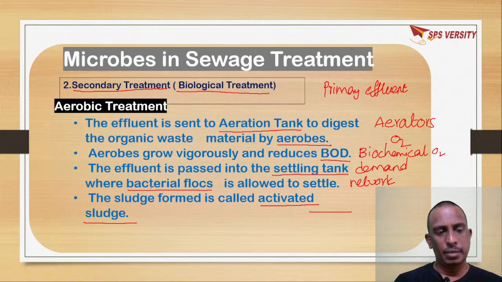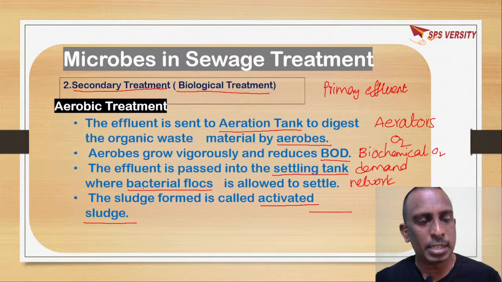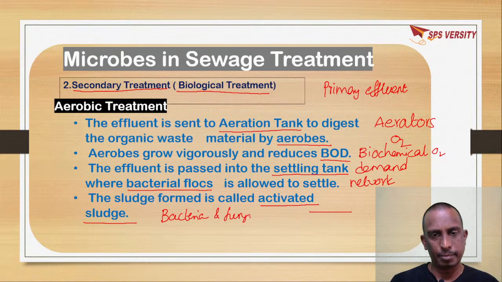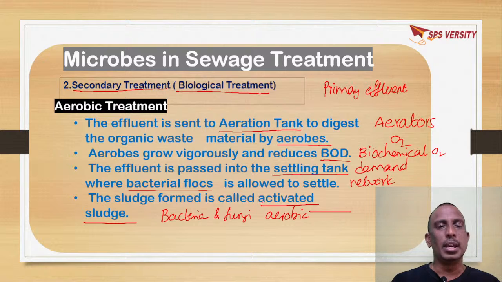The activated sludge is nothing but the bacteria and fungi. These bacteria and fungi, specifically the aerobic bacteria and fungi, play an important role in the digestion of organic waste.